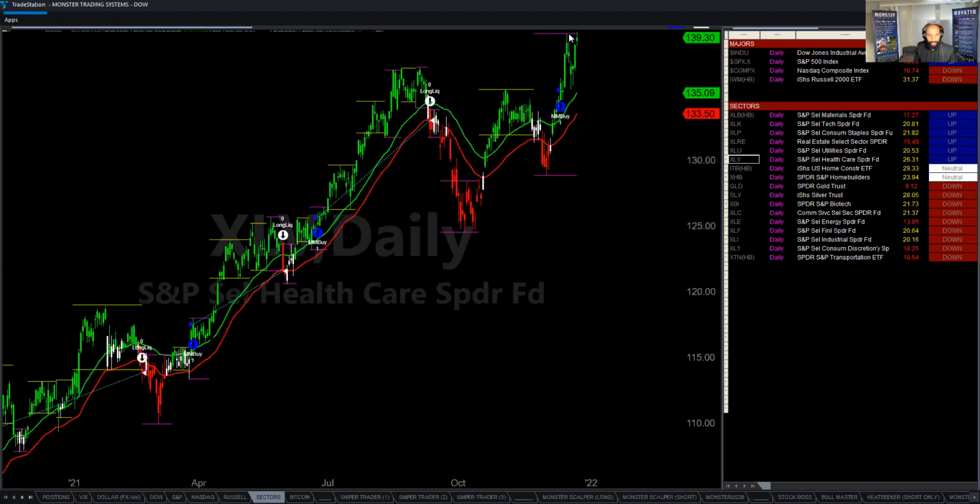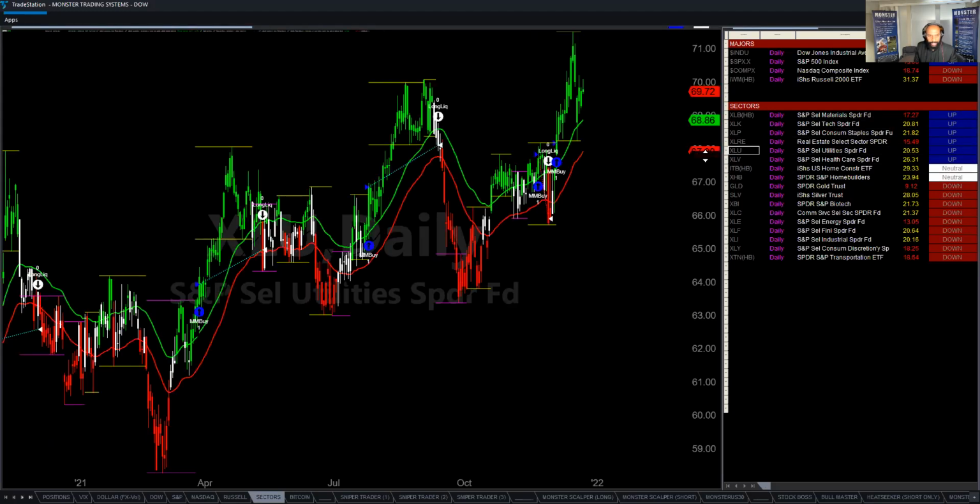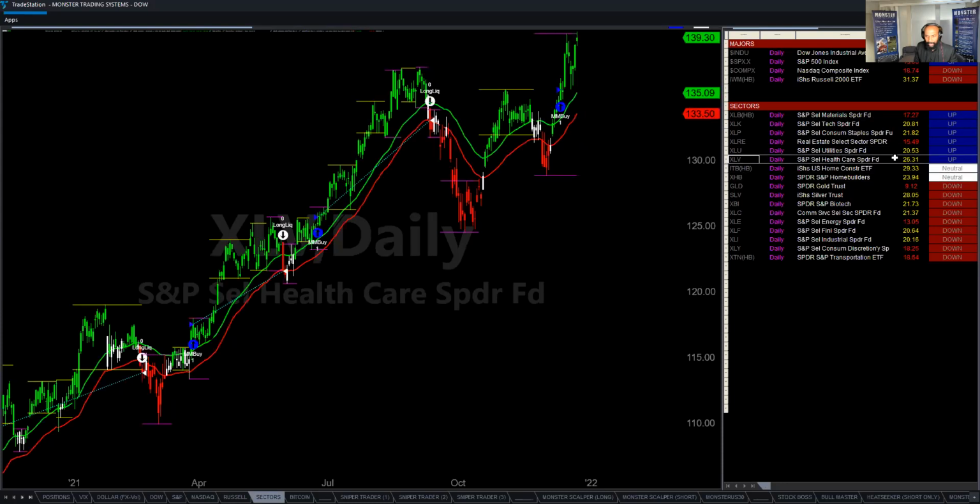Healthcare, look at that. Breaking this resistance right here, guys. Getting ready to break this resistance. Okay, nice buy signal right here, this blue arrow right here on this break of resistance. Okay, so these are the sectors we need to be trading, the ones in yellow: tech, consumer staples. Utilities, let's take a look at utilities. That's usually a flight to safety, so that's holding. And then of course, healthcare, right?